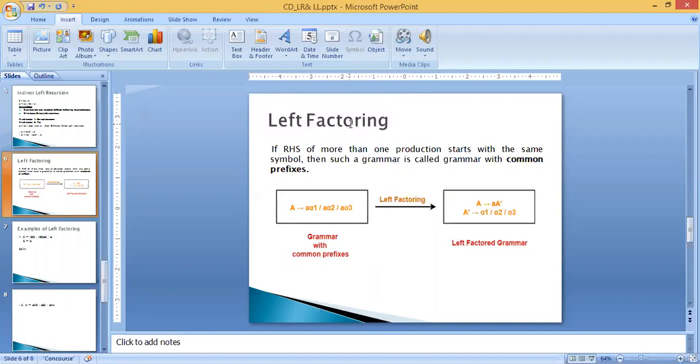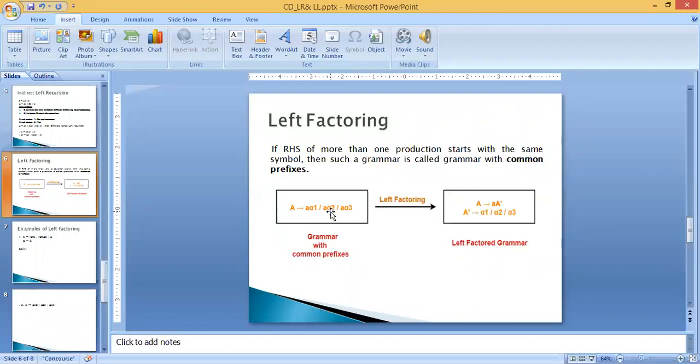So you guys know what left factoring is. If the RHS of more than one production starts with the same symbol, that is, if the prefixes are common, then such a grammar is called a left factoring grammar. You can call it a grammar with common prefixes, and the method to eliminate common prefixes is left factoring, okay? So observe here, guys, you have A gives A.